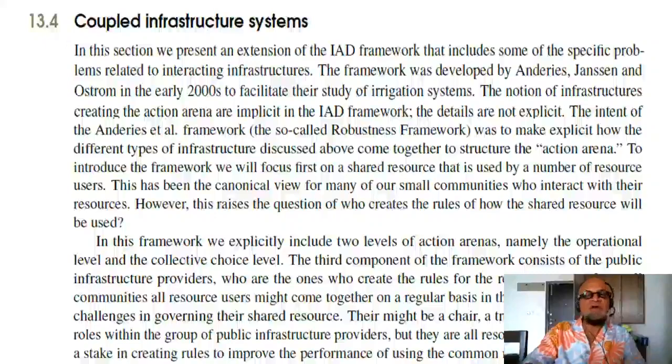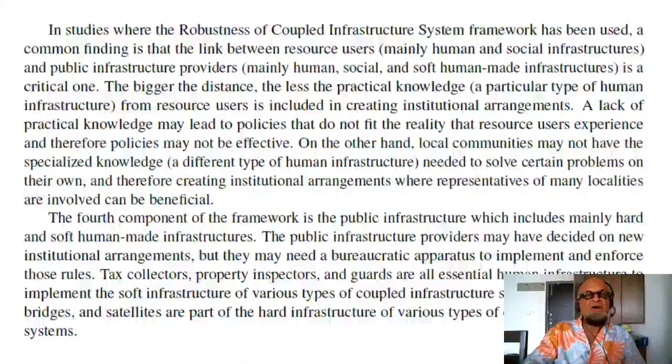That's the basic assumption. So in the studies where the robustness of coupled infrastructure system framework has been used, a common finding is that the link between resource users, mainly human and social infrastructures, and public infrastructure providers, mainly human, social, and soft human-made infrastructures, so rules and regulations, is a critical one.